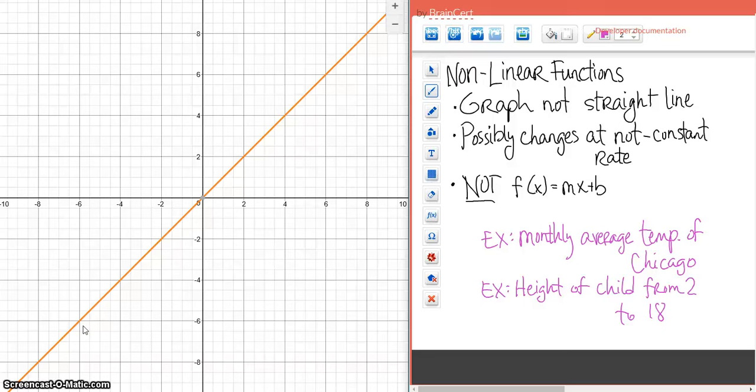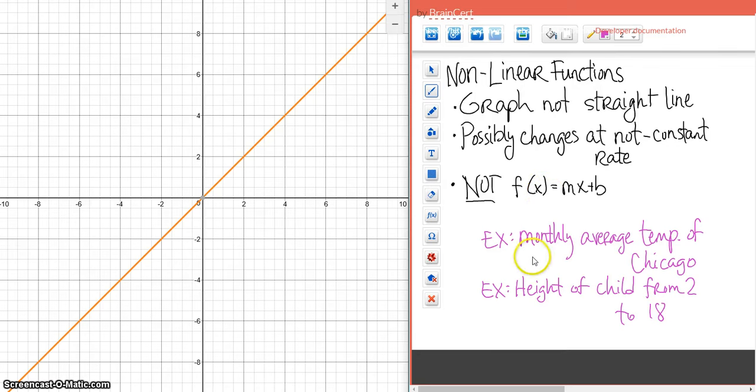Okay, we just want to go over a few examples of non-linear functions, meaning our graph is not a straight line. Possibly it changes at a not constant rate. It just depends on what type of function it is. And if it's non-linear, then it's definitely not of the form f of x equals mx plus b, meaning it's not linear symbolically as well.